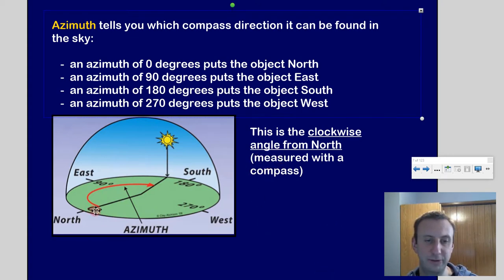So this diagram is great. It shows the sun, and we're trying to figure out the azimuth of the sun. So if this is north, we go 90 degrees to east, and then we have another, let's say 70 degrees to get to the sun. So right now, this would be 160 degrees for the azimuth, or around there.